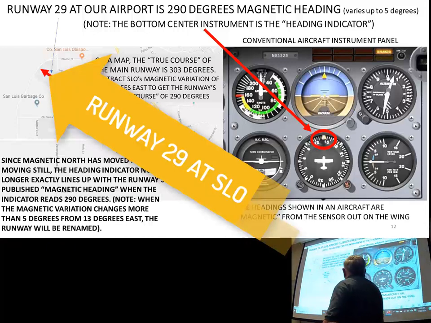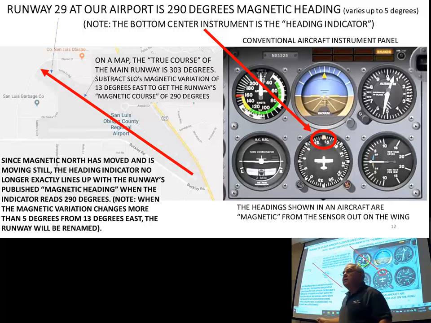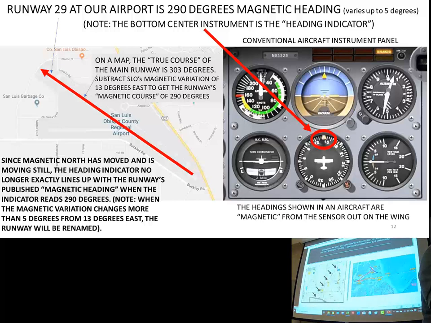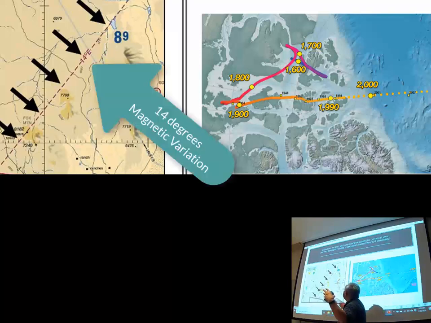Because on a map it's 303 degrees actually, but you have to subtract the variation, which is 13 degrees east, from 303 to get approximately 290 degrees. And this number is always changing. This is how it shows on a pilot map. A pilot will look at a map of San Luis Obispo and he'd see 14. So he'd take the true course that he measures with respect to that line, subtract 14 degrees, and that's what he would read in his heading indicator to fly along that line.